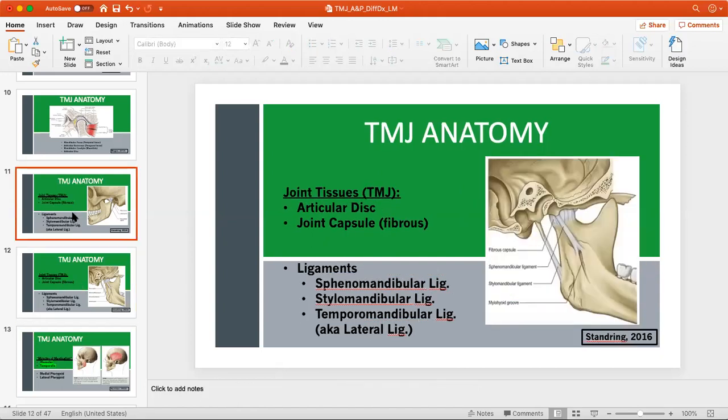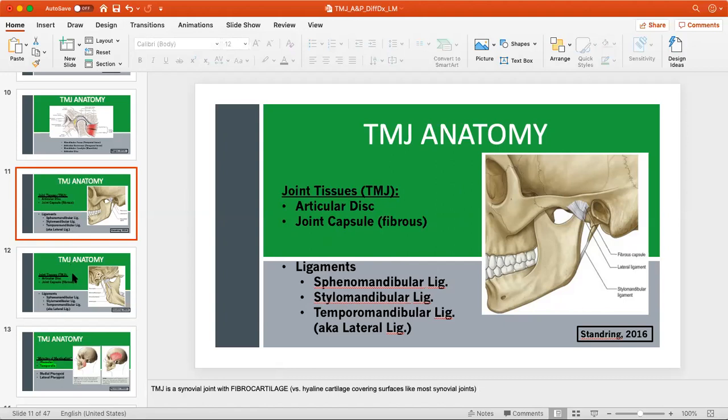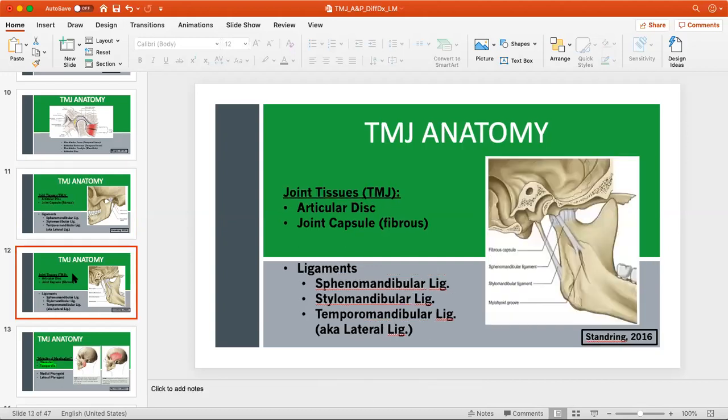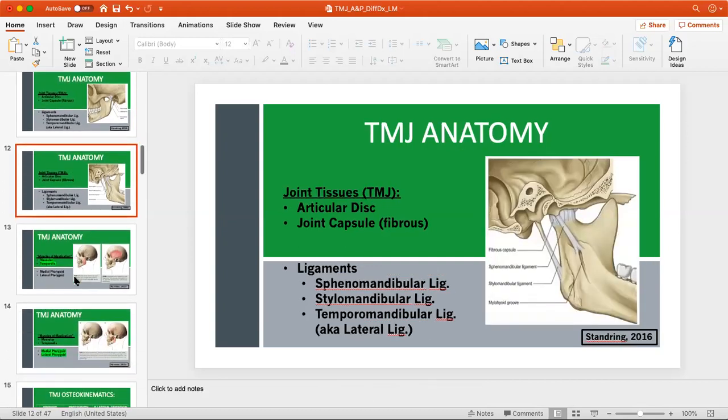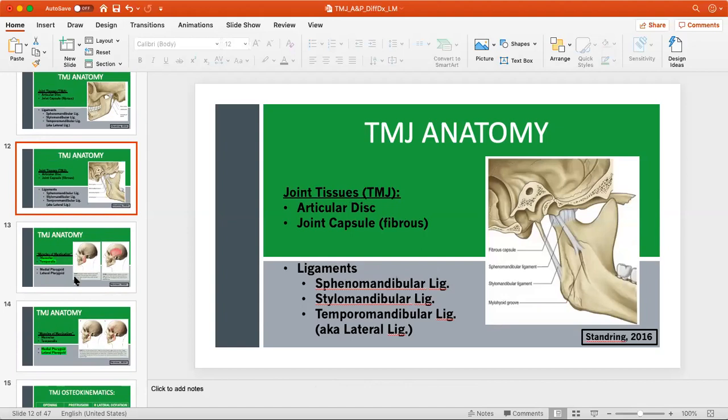Because of that, it's a very robust joint. It can take huge amounts of force, and we apply huge amounts of force to this joint in our normal activities of daily living. So talking, singing, chewing, drinking, all of these things place significant forces on that joint. And that's part of why the structure of it is so robust and a little bit unique as far as synovial joints go. Again, this is just another picture depicting the ligaments around that joint.